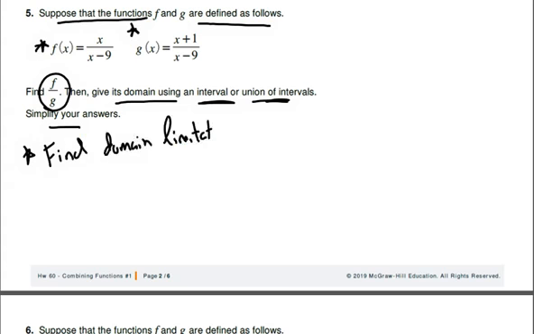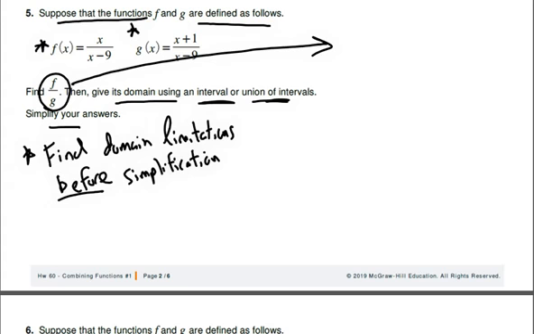So what we're going to do is first find the domain limitations before we do any simplification, because doing the simplification can sometimes limit the values. How can I put it this way? If the actual function is f over g, there might be some limitations on just that, but when we do the simplification, some of those numbers can cancel each other out, and we will not be able to see all of the limitations that do exist. So let's go ahead and actually do some math here.